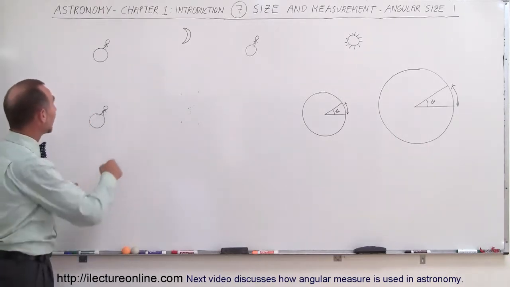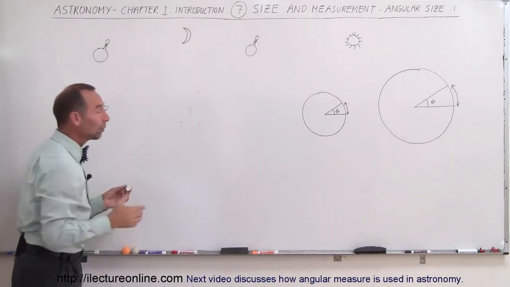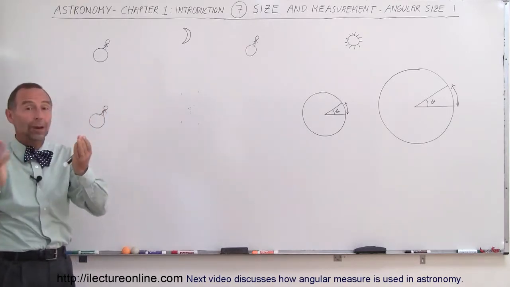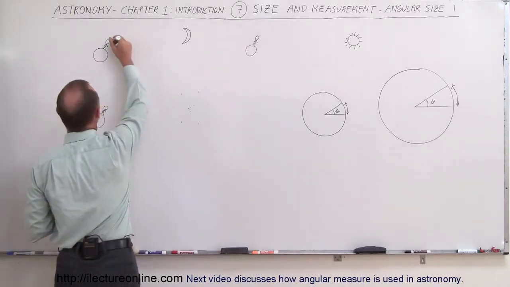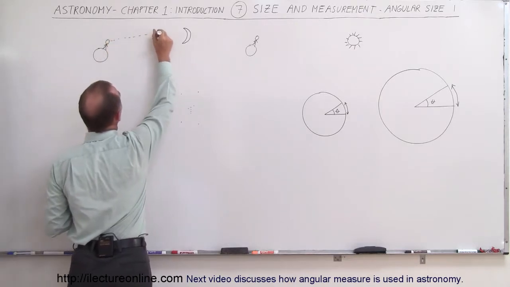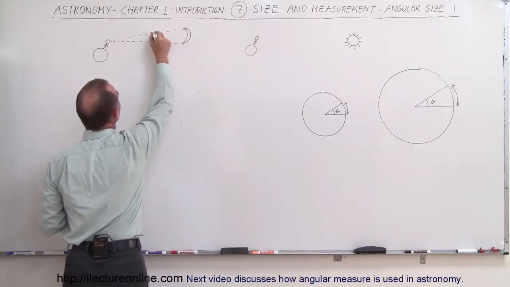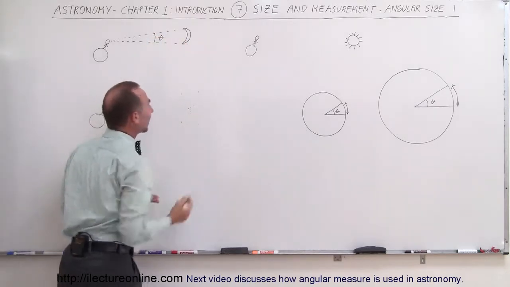For example, let's say that we are looking at the moon and we're wondering, well, how big does the moon look? And you're looking at, oh, it looks about that big. But really, the way to measure it is to say, okay, if I draw a line from where I'm looking to the top of the moon, and then I draw a line from where I'm looking to the bottom of the moon, notice that this then makes up an angle. Let's call it angle theta.